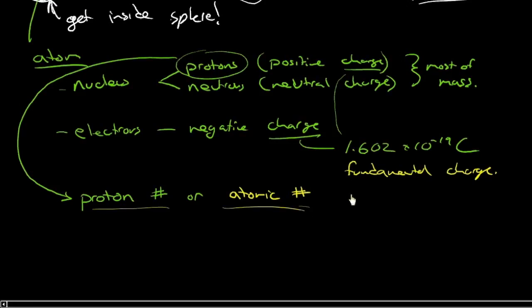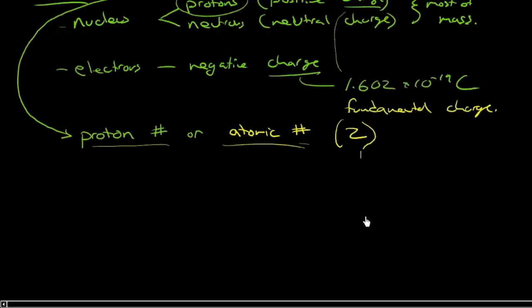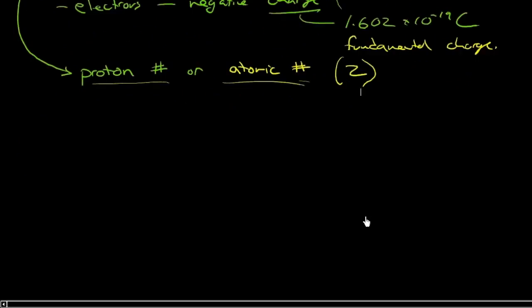And we use the uppercase letter Z to denote the atomic number. So that determines the element. For example, carbon has an atomic number of 6, and that's carbon.